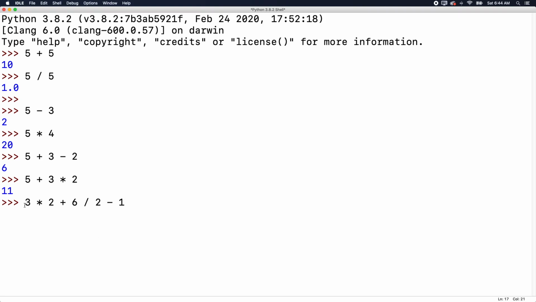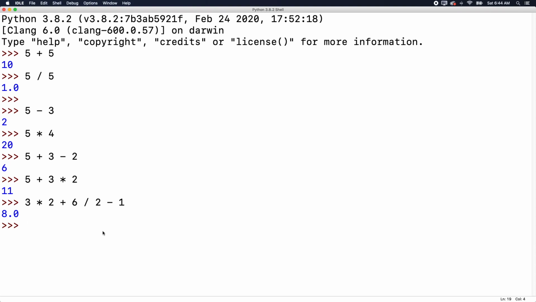So what is it? 3 times 2 is going to happen first because we're looking for multiplication or division. So that's going to be 6. And then this is going to happen next, 6 divided by 2. So that's going to be 3. So really we have 6 plus 3 minus 1. So what's that going to be? That's going to be 8. Hitting enter, we get 8.0.